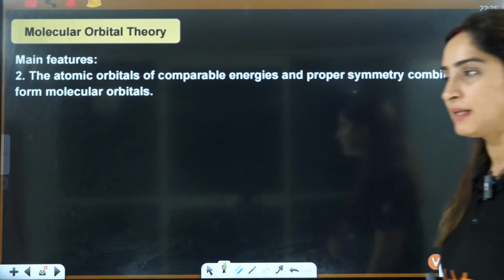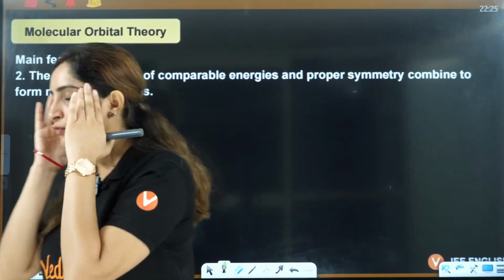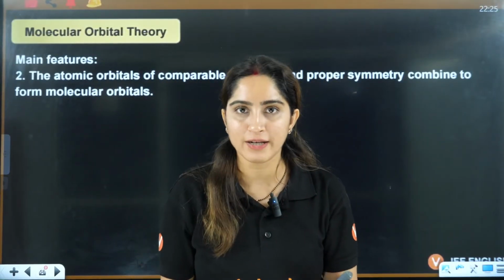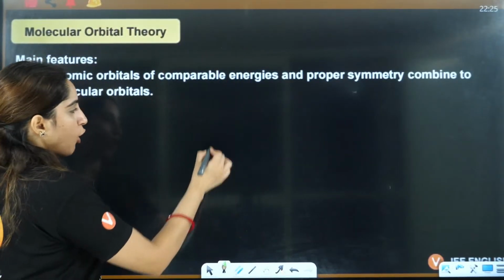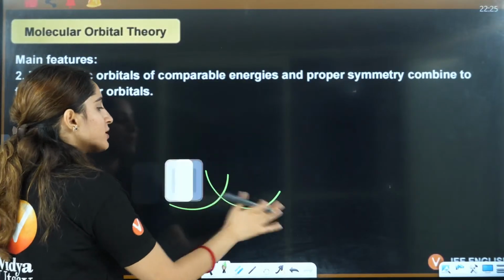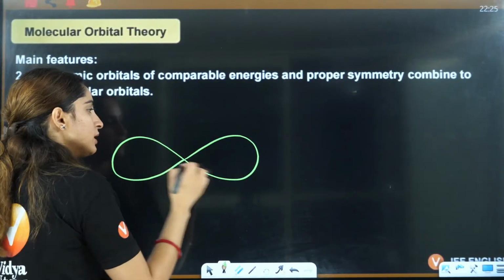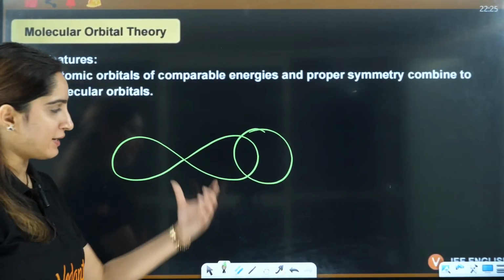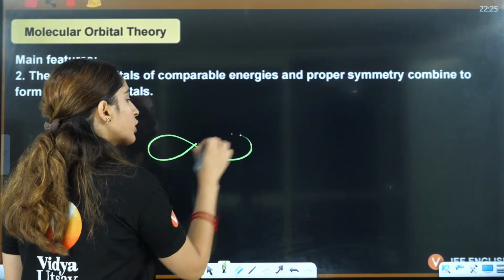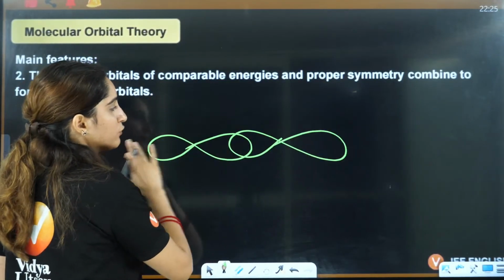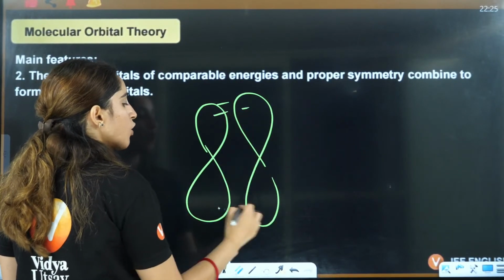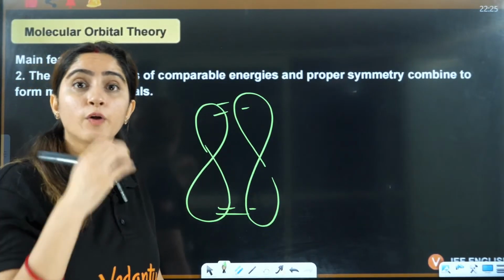The atomic orbitals of comparable energies and proper symmetry combine to form molecular orbitals. If you remember, we have understood the concept of overlapping. In overlapping, we discussed that this is one atomic orbital, this is another atomic orbital, and they will overlap, like p and s will combine. This was the concept of overlapping.